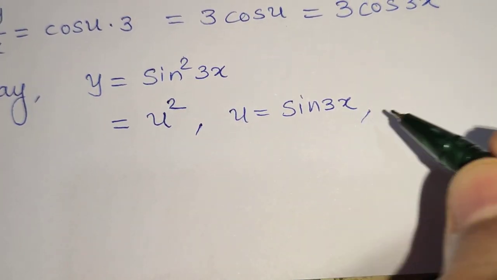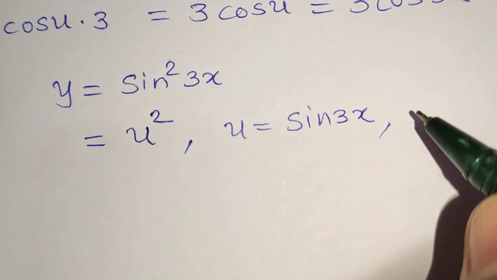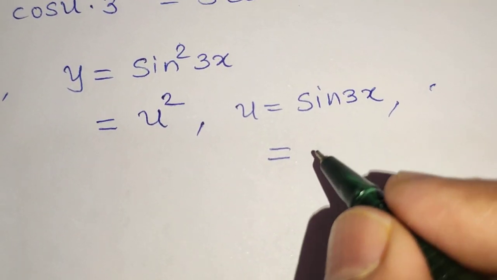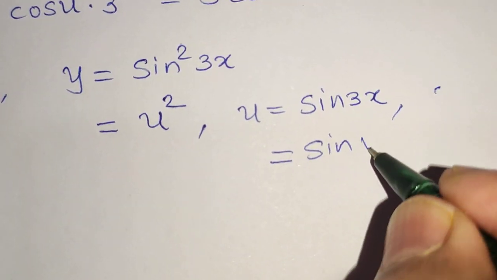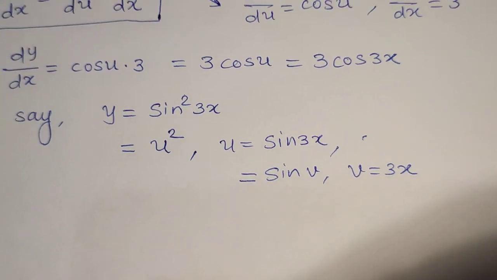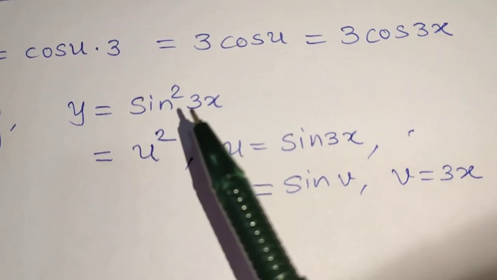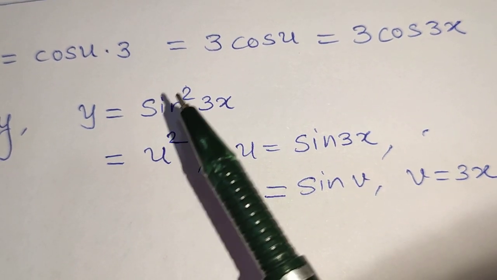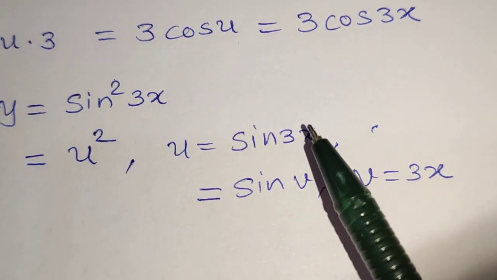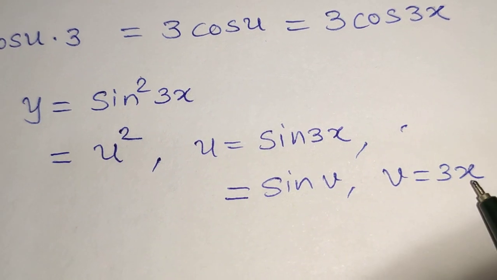Now what happens? Sine 3x is there. So we need to choose 3x as something like v. So this will become u is equal to, let me write it down here only, sine v. Okay, and v is equal to 3x. So there are three functions: square, sine and 3x. First you have to assume the whole square as u square. U is our sine 3x. So let us choose 3x as v. So it will become sine v, and our v is 3x.